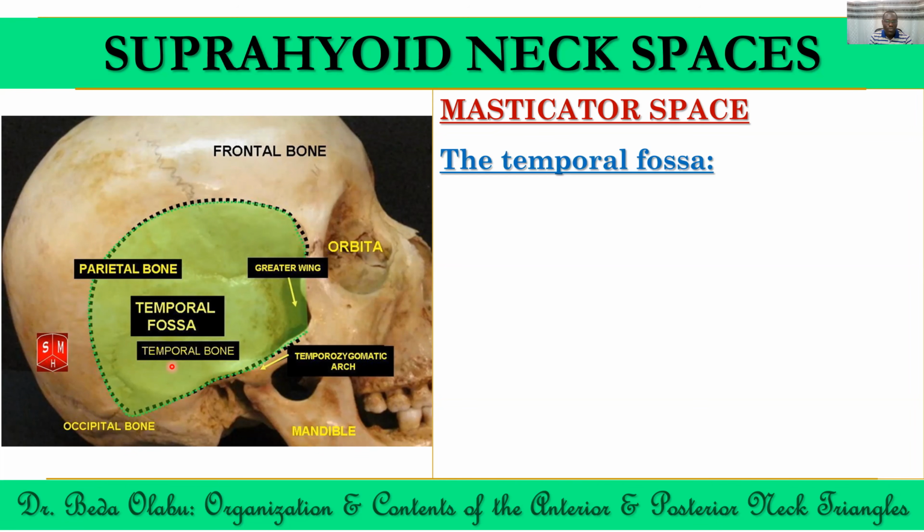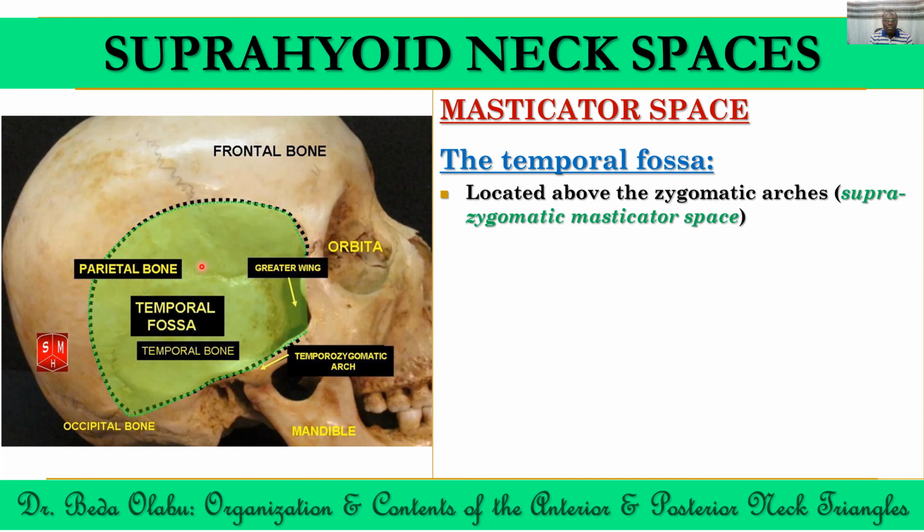We start with the temporal fossa. The highlighted region represents the temporal fossa. It is important to note that the masticator space extends much higher up to the level of the temporal lines of the parietal bone. And so when we're investigating any pathology within the masticator space, we must check even much higher. As you can see, it is above the zygomatic arch, and so we call it the suprazygomatic compartment of the masticator space.